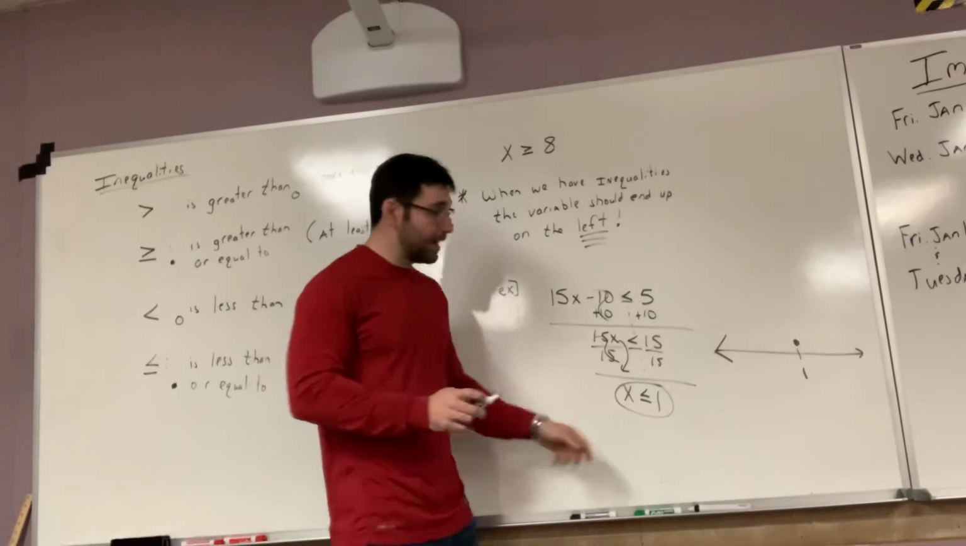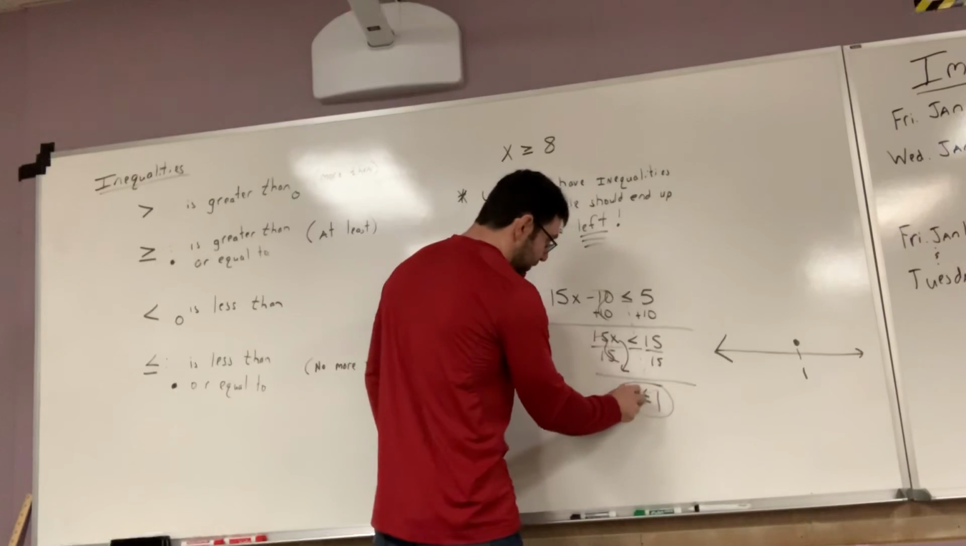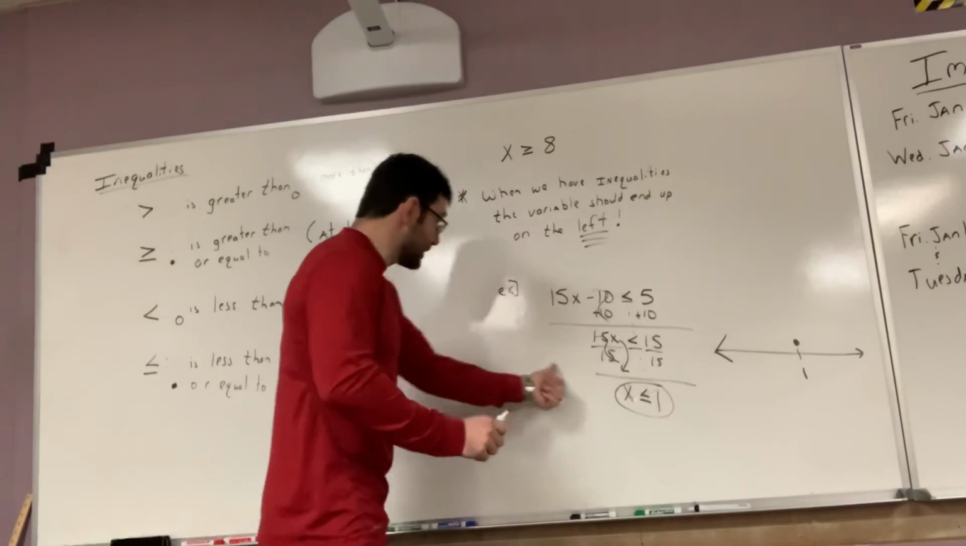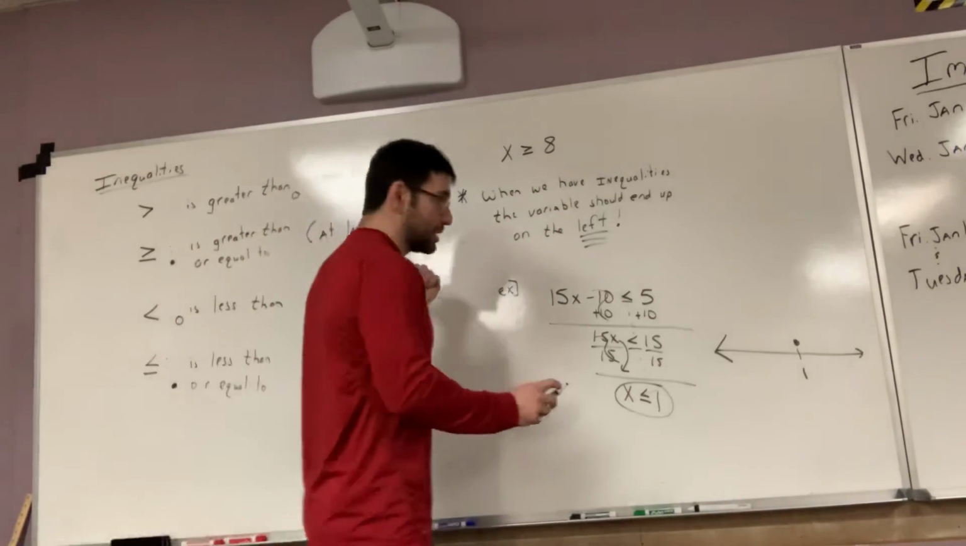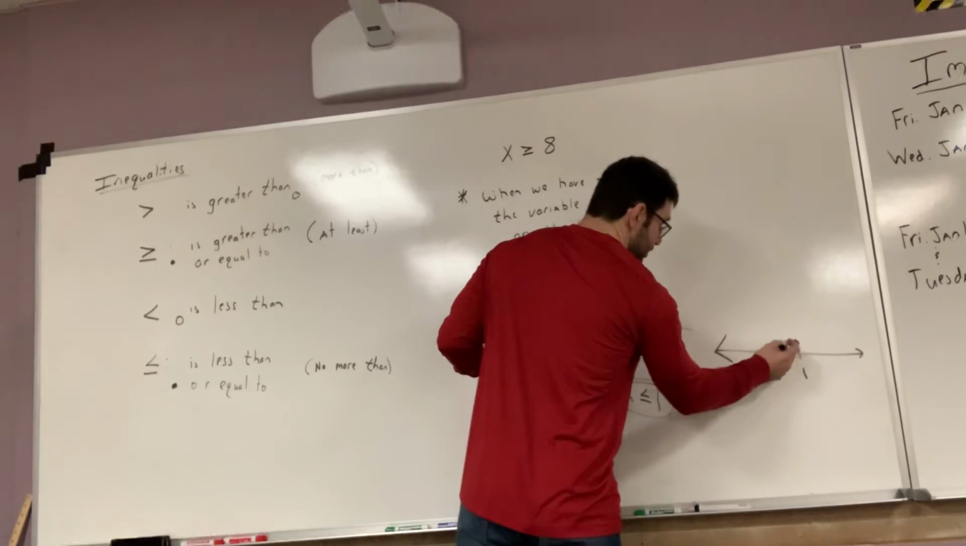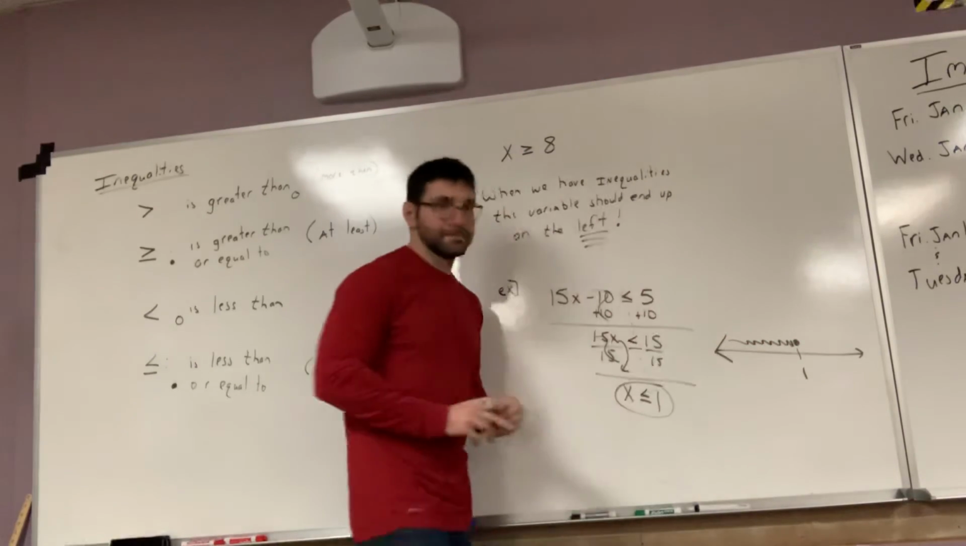My variable's on my left, therefore, I make my arrow. Which numbers are less than or equal to 1? Well, they're this direction. So I shade this way.